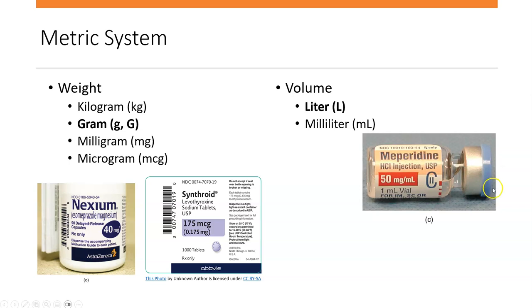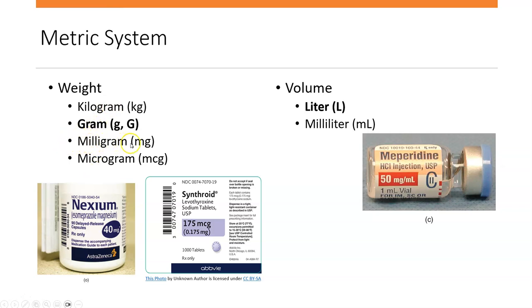So a kilogram is abbreviated kg. This is usually the weight of the patient, unless it's pediatric. Neonates, newborn babies, they're often weighed in grams, but an adult is going to be weighed in kilograms. Now, the gram is what we call the base unit that everything else is based on. So a kilogram is bigger than a gram, and a milligram and microgram are smaller than a gram. And it's by a factor of 1,000 as we go to each level.